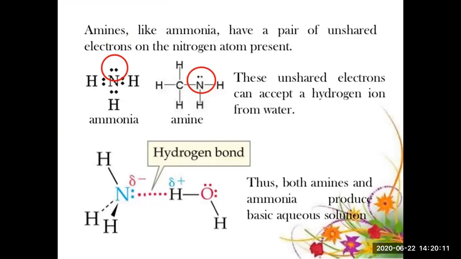Next, amines like ammonia have a pair of unshared electrons on the nitrogen atom. These unshared electrons can accept a hydrogen ion from water. Thus, both ammonia and amines produce basic aqueous solutions. So that's why these are soluble in water.